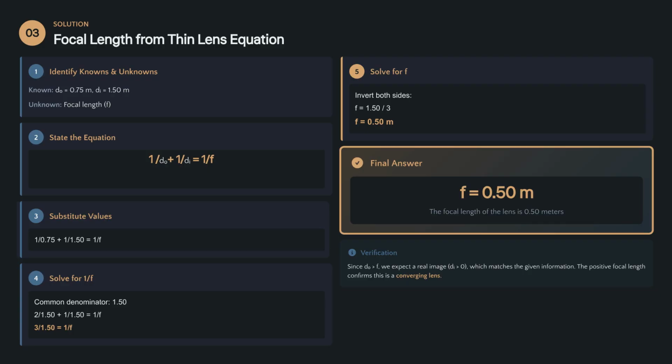1 over 0.75 plus 1 over 1.50 equals 1 over f. After finding a common denominator and adding the terms, we get 3 over 1.50 equals 1 over f. Inverting both sides yields a focal length f of 0.50 meters. This positive focal length confirms a converging lens.